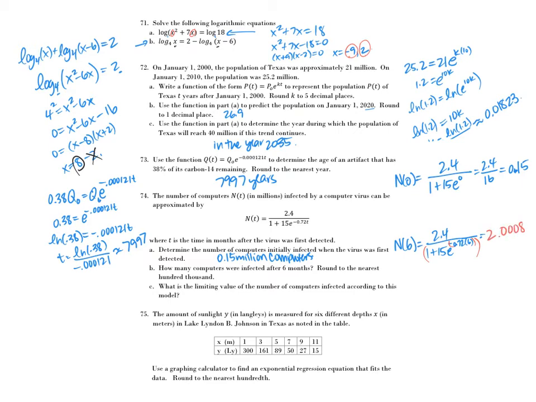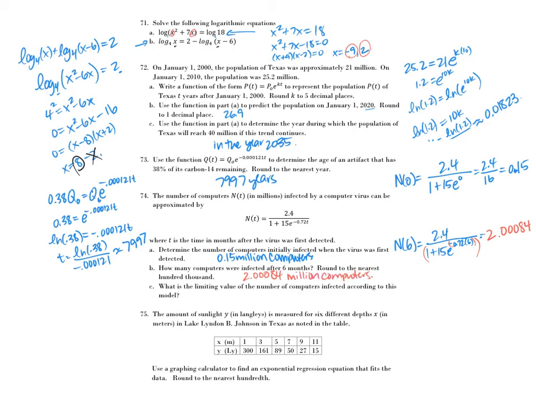Okay, so I got 2.00084. Round to the nearest 100,000. So tens, hundreds, thousands, 10,000s, 100,000s. Round to the nearest 100,000. Okay, so 2.00084 million computers.